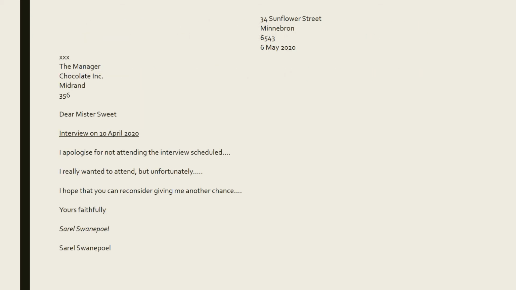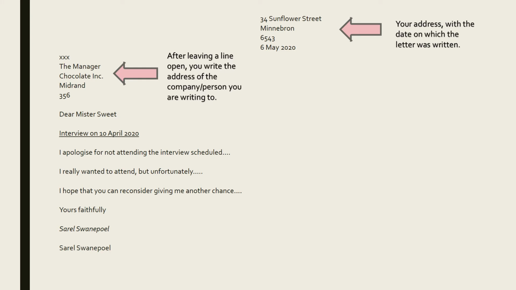When you start writing your letter of apology, you start by writing down your address in the top right-hand corner, followed by the date on which you have written the letter. This is followed by the address of the company or the person that you are writing the letter to. Please keep in mind to leave open a line between these two addresses.